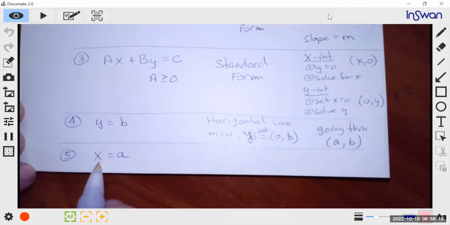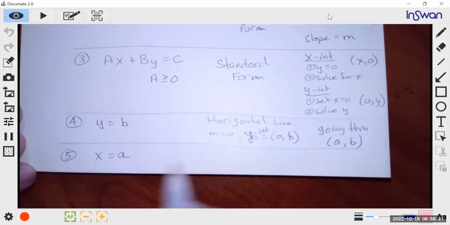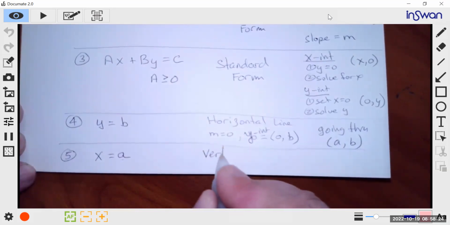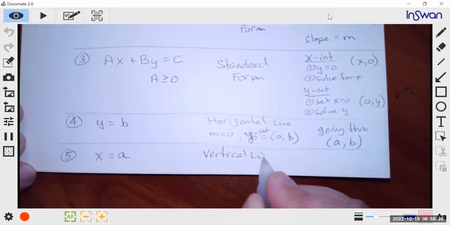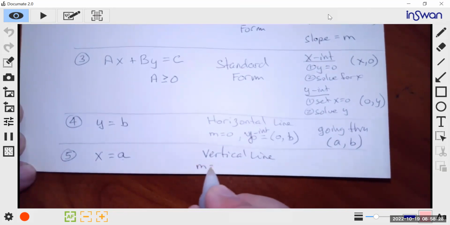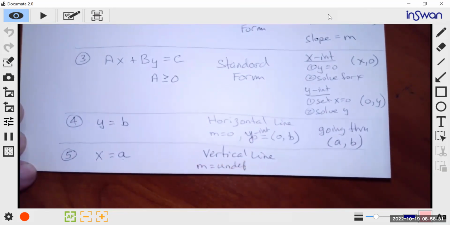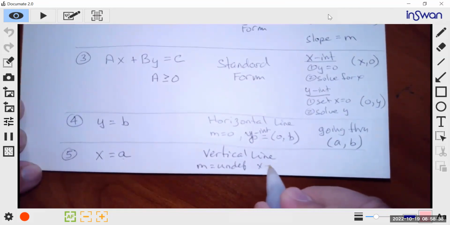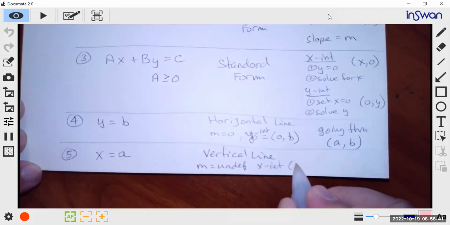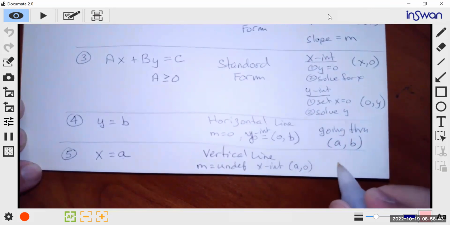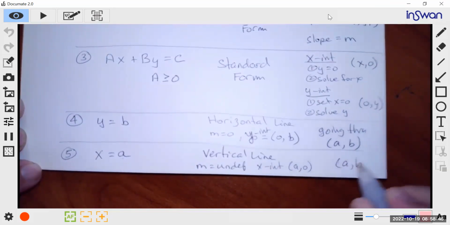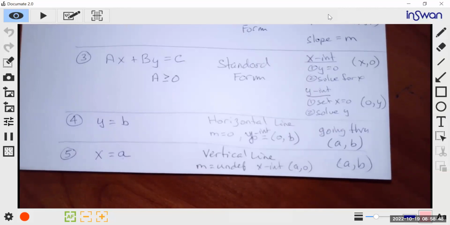And the last one, the equation is x equals a. That's a vertical line. The slope is undefined. And the x-intercept is (a, 0), going through the point (a, b). So that's everything in this chapter.